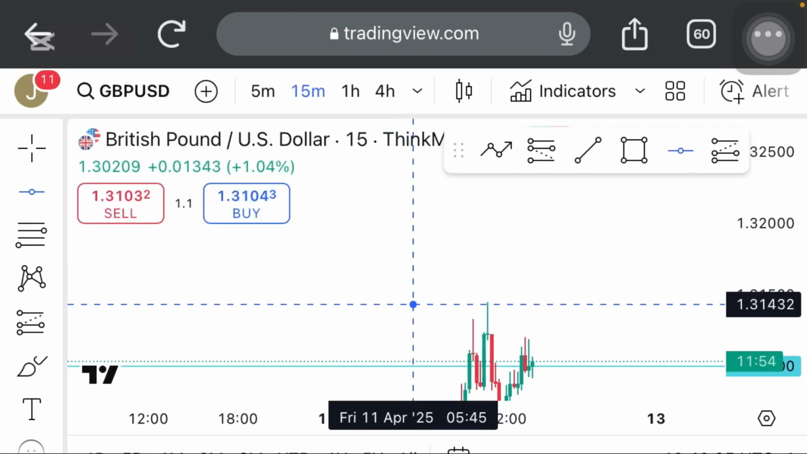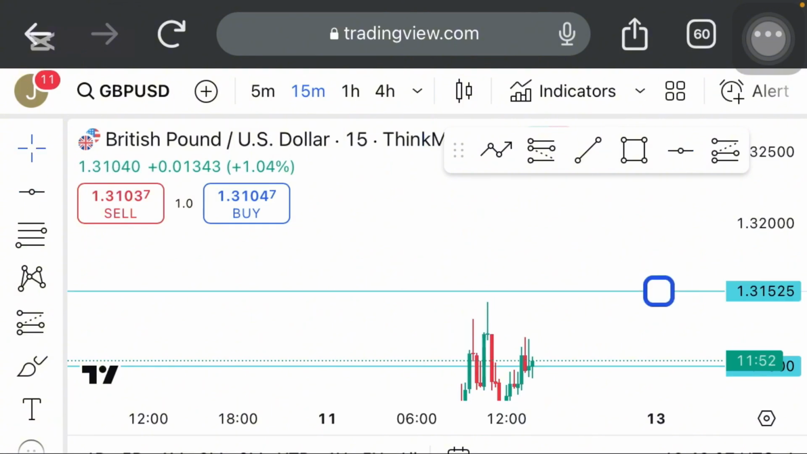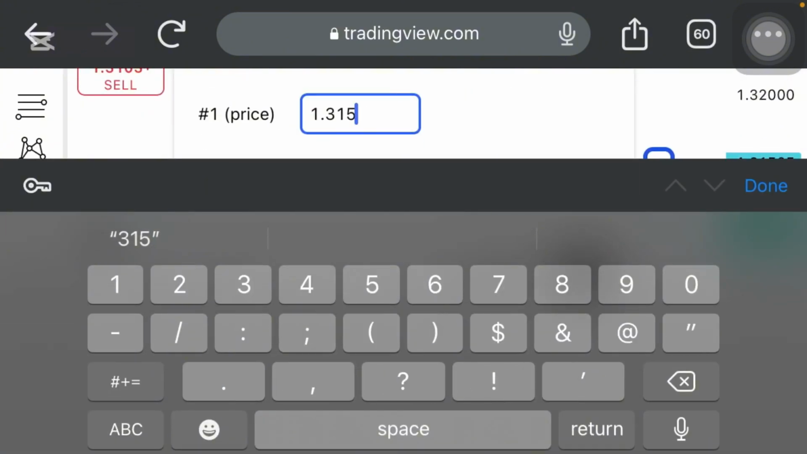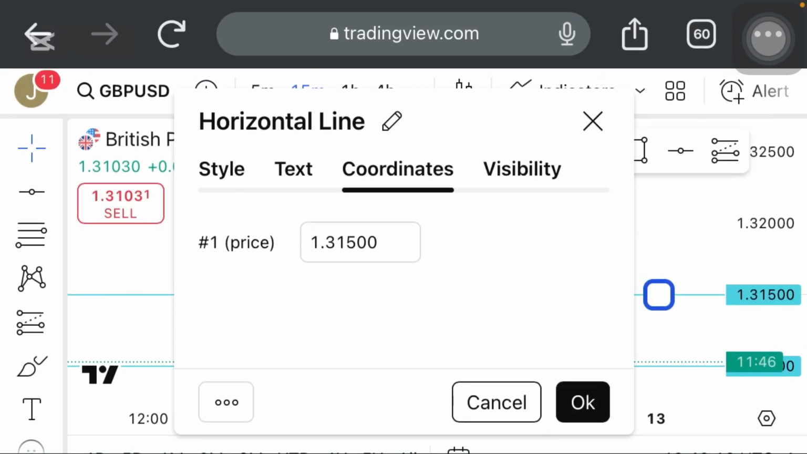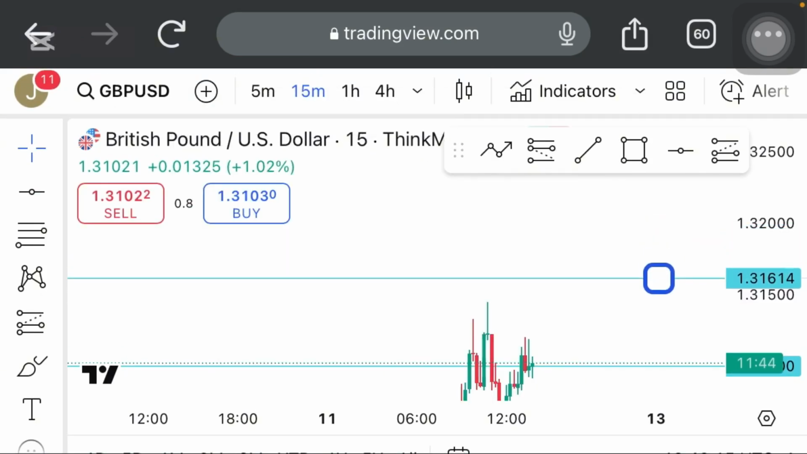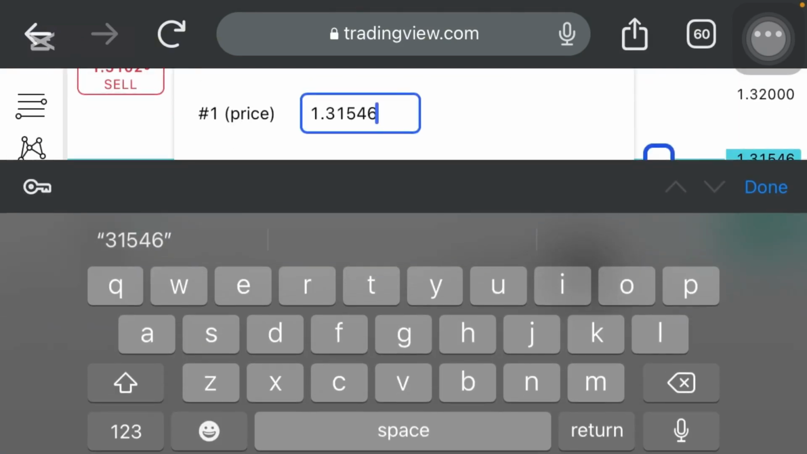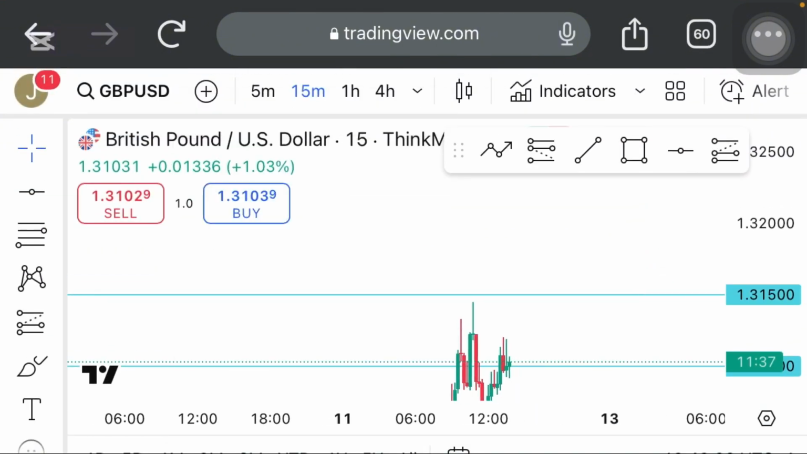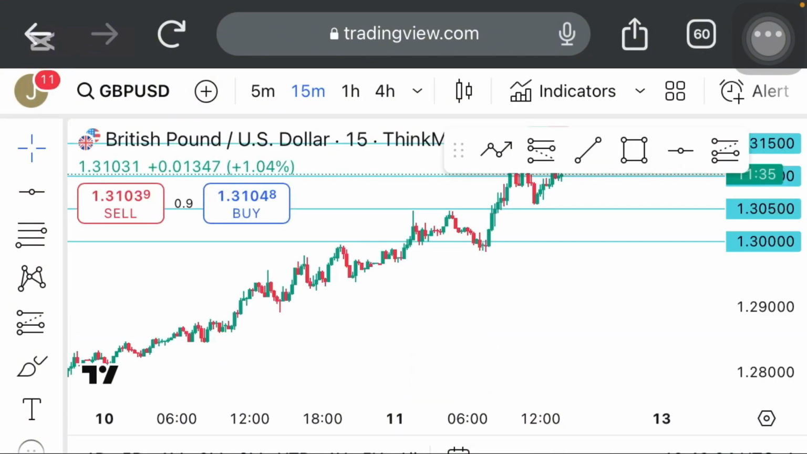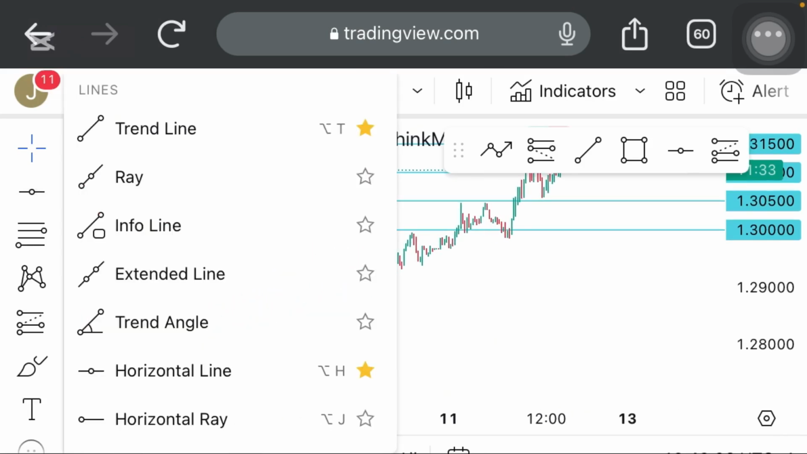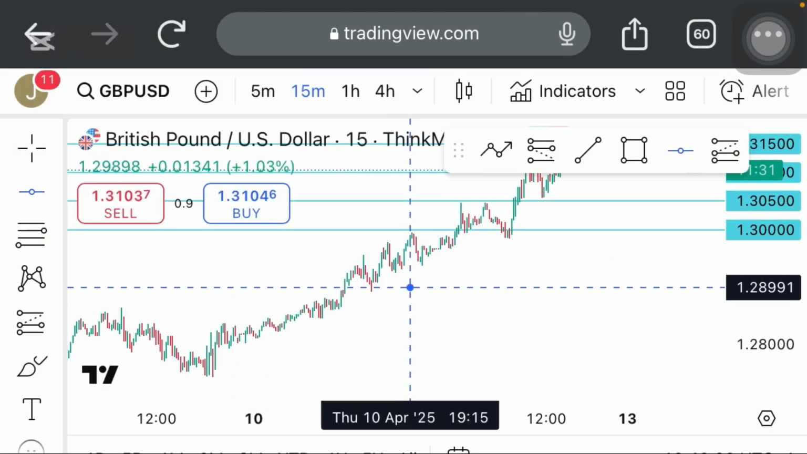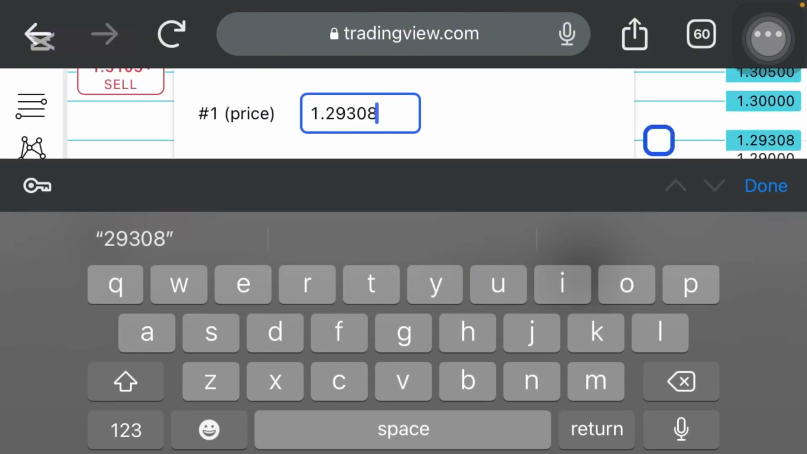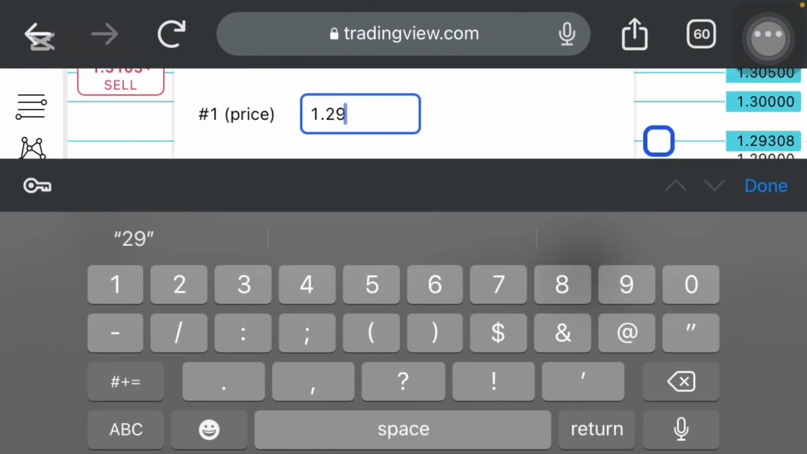Now the next one here is 1.3150, sorry, 1.3150. That's the next psychological level. You can basically see it by yourself. Let me just plot as many as I can. Maybe when you watch this over and over again, you'll be able to grasp the concept of psychological levels.